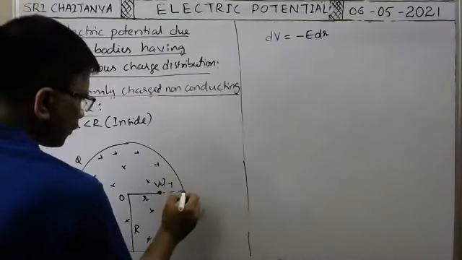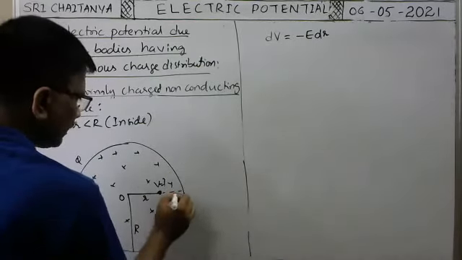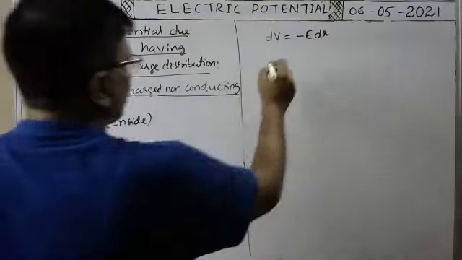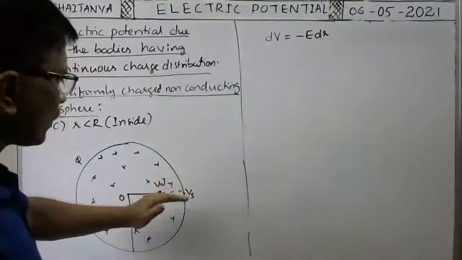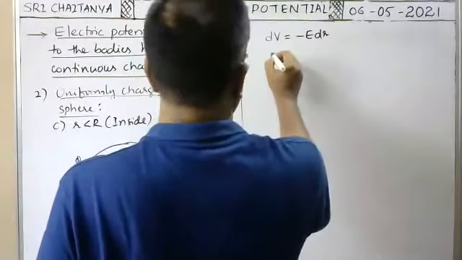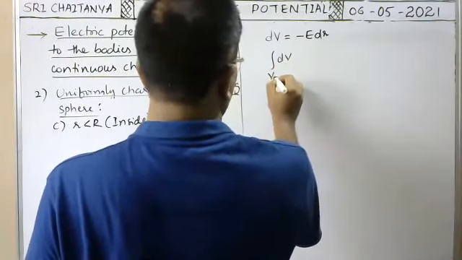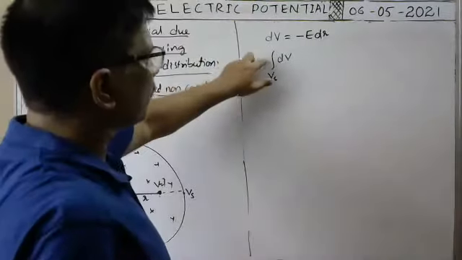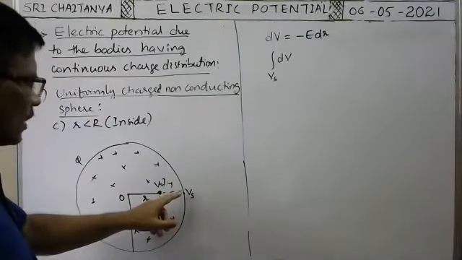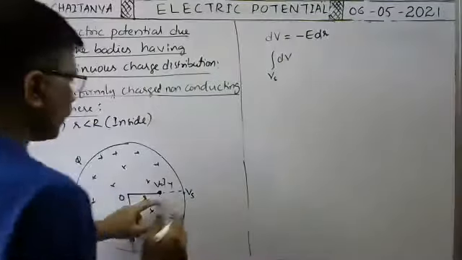Okay, to move the unit positive charge from the surface to this point, let the potential at the surface be Vs and the potential at this point be V. To move the unit positive charge from the surface of the non-conducting sphere to this point, what is the work to be done? Since we are integrating with respect to potential, we have to write limits. At the surface potential is Vs, at this point potential is V.